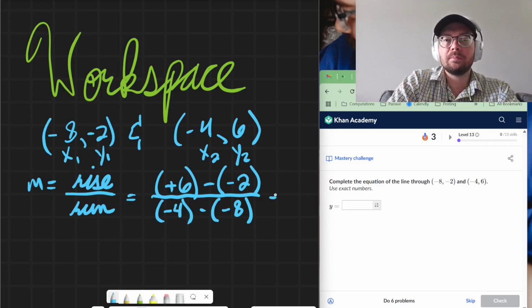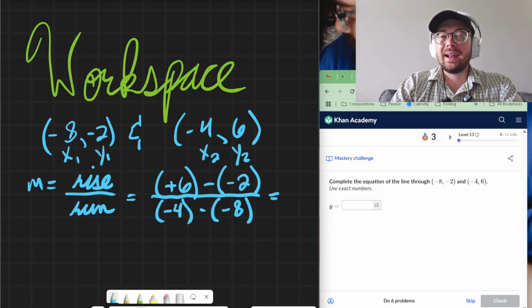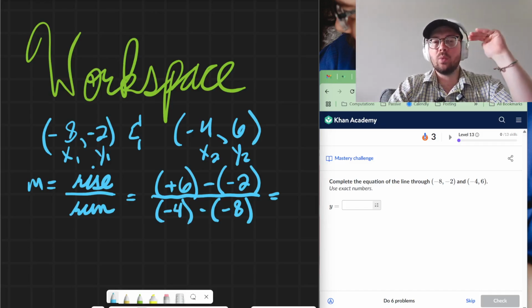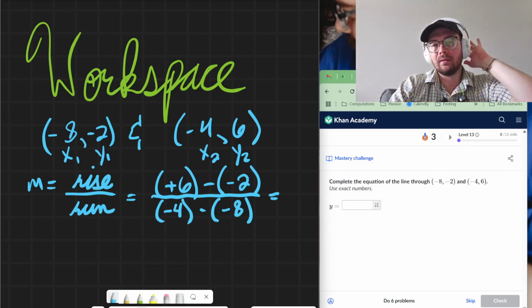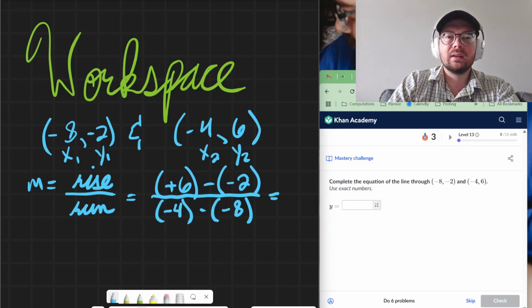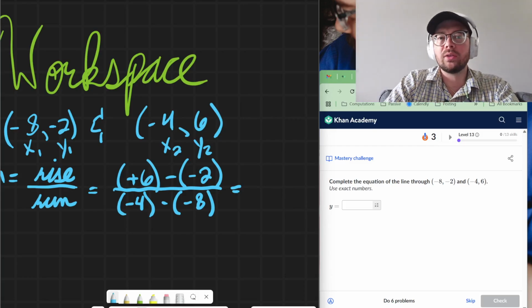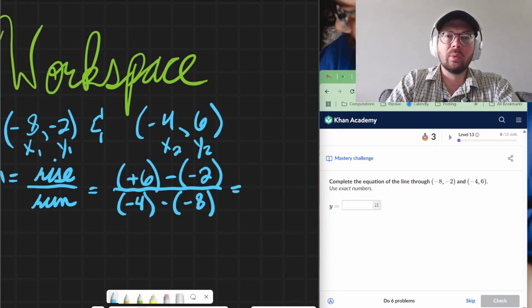I've seen some people do that, some teachers, some students. It's okay to do that as long as they're both in the same order. So if on the top side you do y1 minus y2, then on the bottom you have to do it the same way. Otherwise, you're going to get the opposite of the slope that you're supposed to get. So whichever way you order them, just order the top and the bottom the same. Either do 2, 1, 2, 1, or do 1, 2, 1, 2.